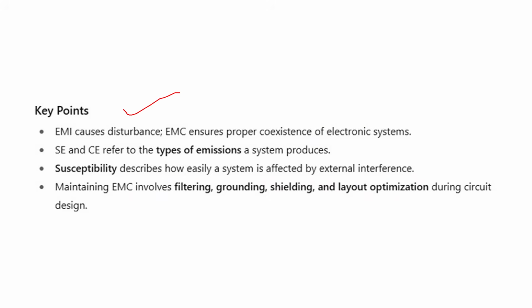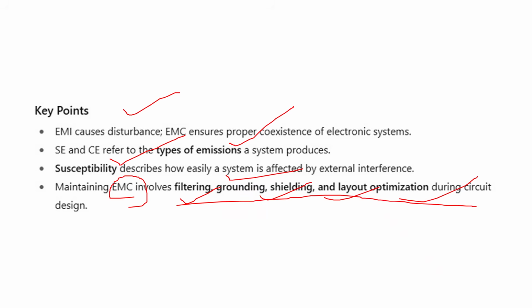EMI causes disturbances. EMC ensures proper coexistence of electronic systems. SE and CE refer to the types of emission, and susceptibility describes how easily a system is affected by external interference. Maintaining EMC involves filtering, grounding, shielding, and layout optimization during circuit design. In order to save your devices and keep them working properly, these steps are very important. Compatibility is very important. Nowadays, whatever devices are coming all have their own shield.